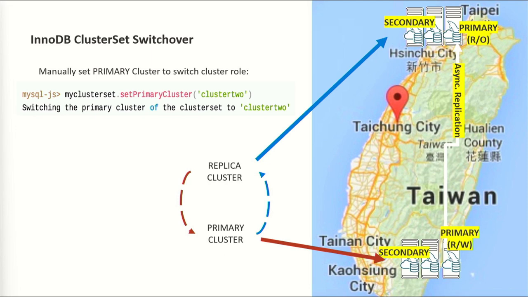How about the applications? Since the application connects to routers, later on I will explain that the routers will redirect the connections to the primary cluster mainly, so that your application does not need to change. Your router does not need to change. Whenever you flip, the connection is also flipped.